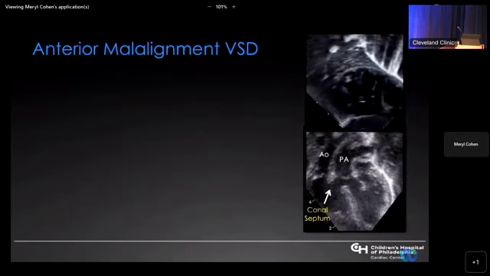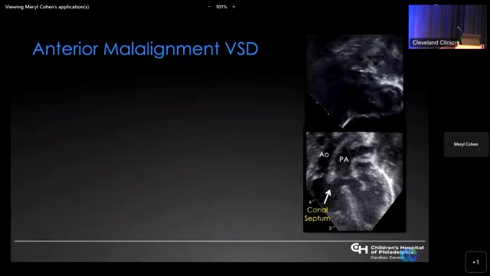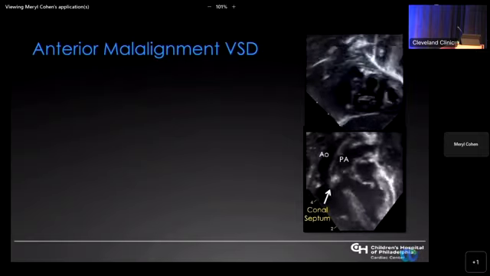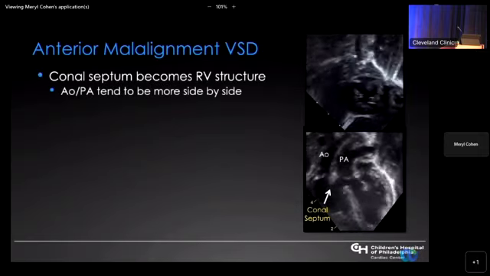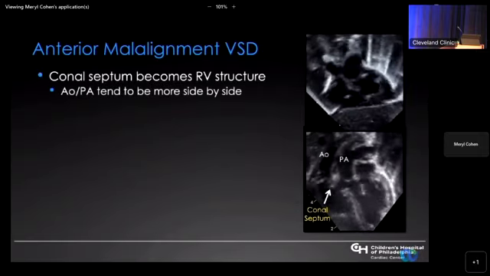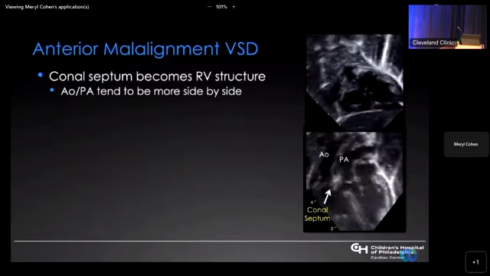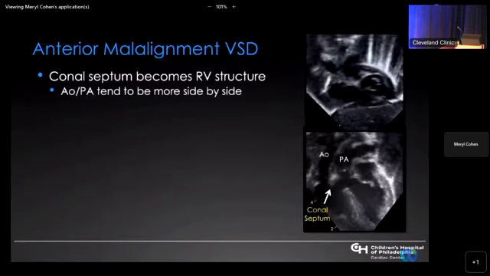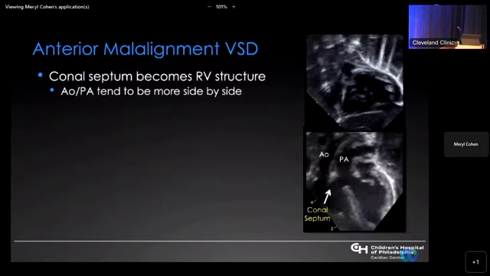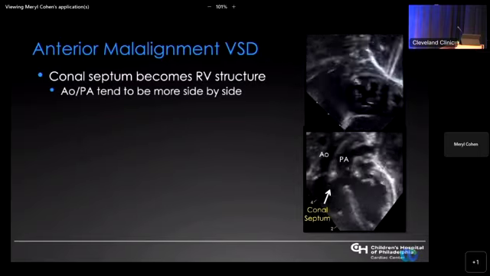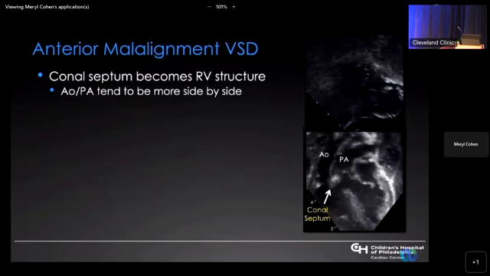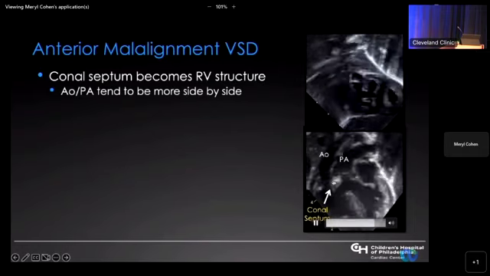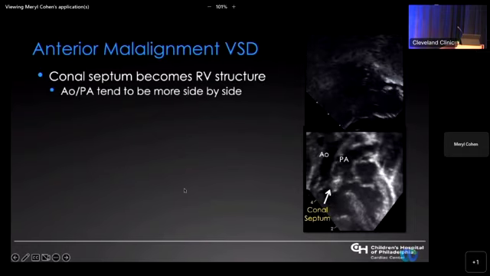And then here we have the so-called malalignment defects, and you will be talking about arch obstruction later, but I just wanted to point out that in anterior malalignment ventricular septal defects, the conal septum, it's really more rightward deviation than anterior. The conal septum becomes an RV structure, as you can see in the subcostal view up above, and in this apical 5-chamber view, you can see the conal septum is sitting within the right ventricle.